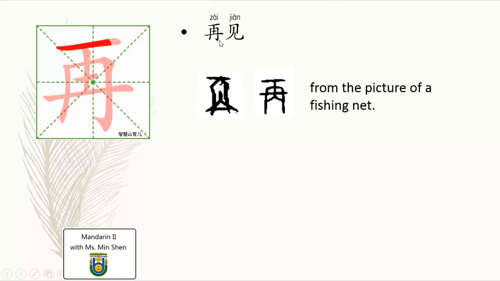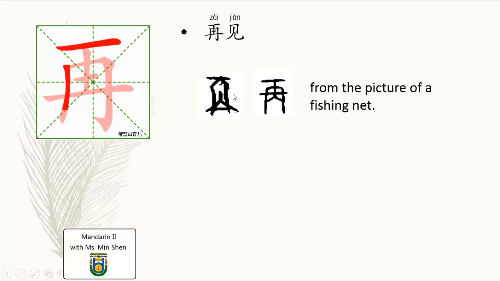And in our word, we say 再见, which means see again. When we want to say farewell to somebody, we say see again, bye bye, see you again. Then 再 means again. How do we draw a picture showing the meaning of again? Then here comes the picture.